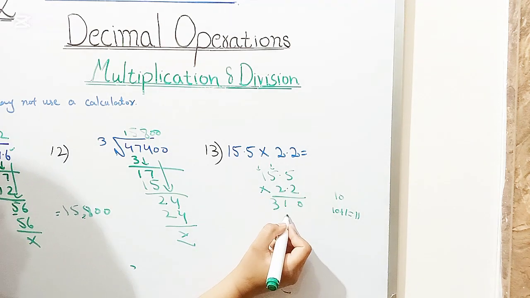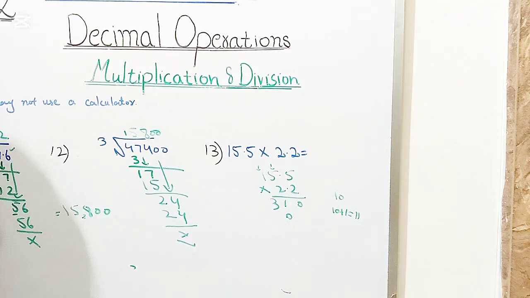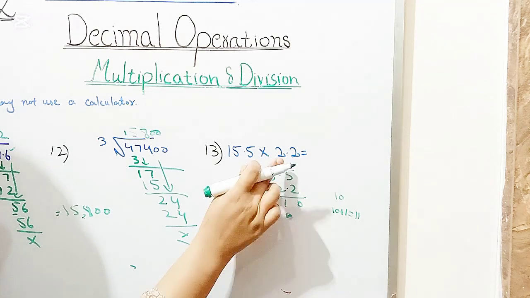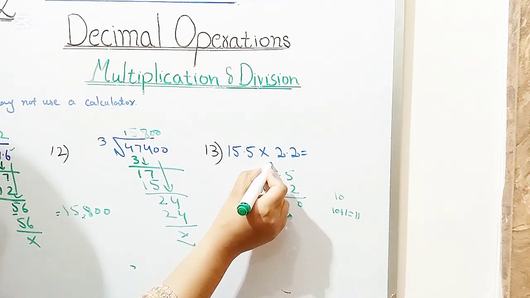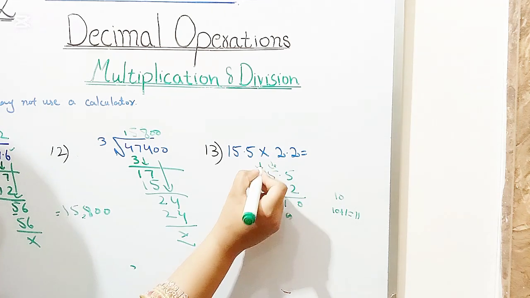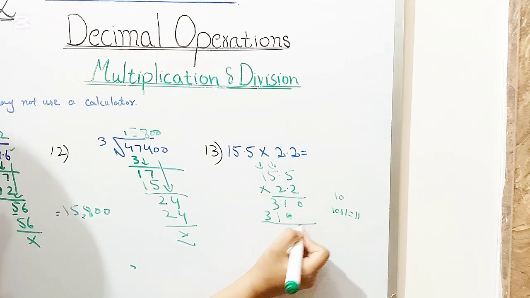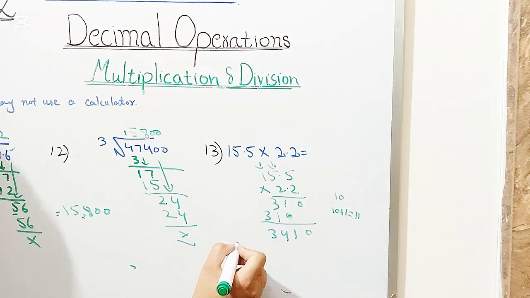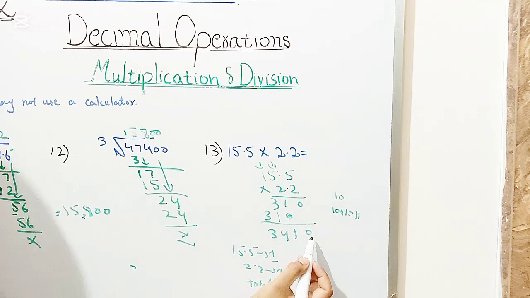Then 5 2s are 10, I will write from the tens place, not from the ones place, because it is the second number. 5 2s are 10, I will write 0, 1 carries to the next value. 5 2s are 10, 10 plus 1, it will become 11, and 1 carries to the next value. 2 1s are 2 plus 3. 0, 1, 3 plus 1, 3. Okay, 15.5 has one decimal place. 2.2 has one decimal place. Then the total will be 2 decimal places. So we will move from the right side 1, 2. The final answer is 34.10.